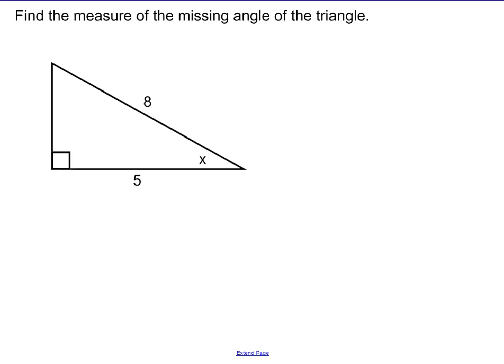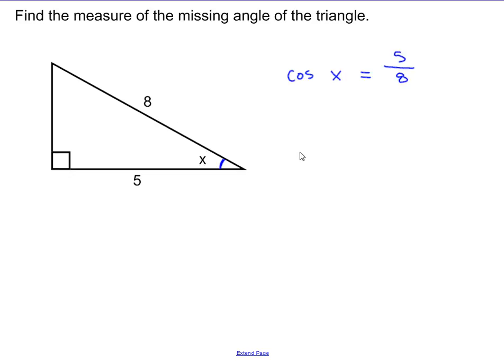So this problem looks very similar. Here's the angle I was given. This time I was given the adjacent side and the hypotenuse. So the trig function is going to be cosine. So the cosine of my angle equals 5/8.